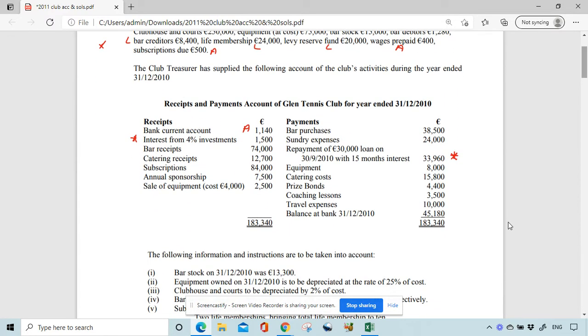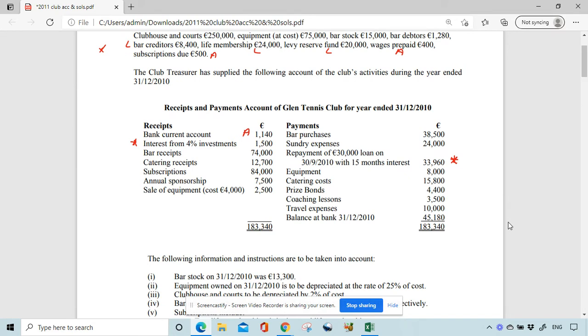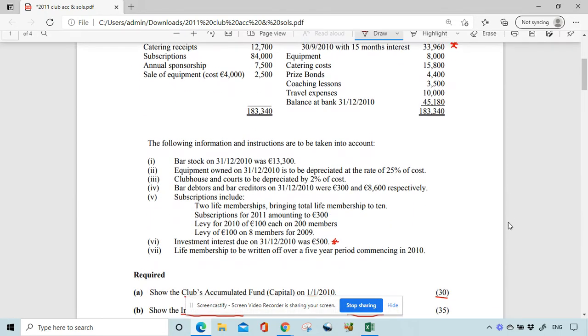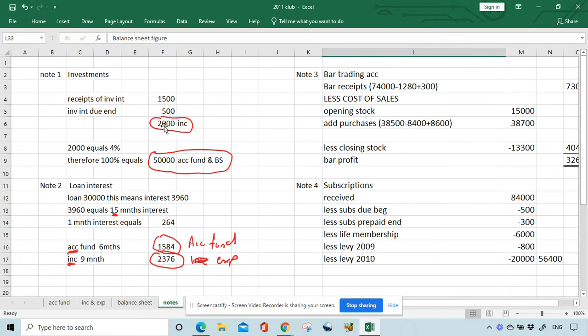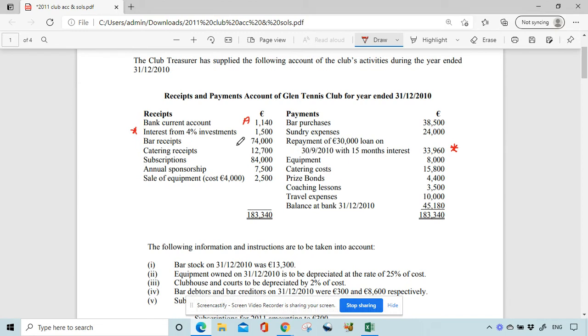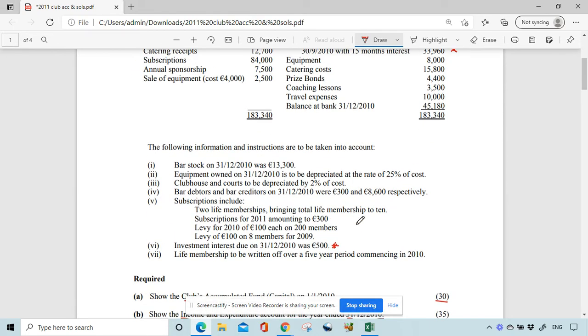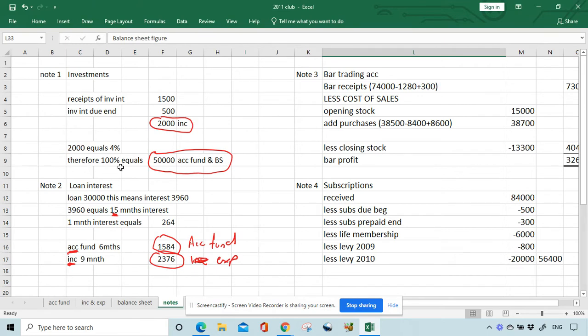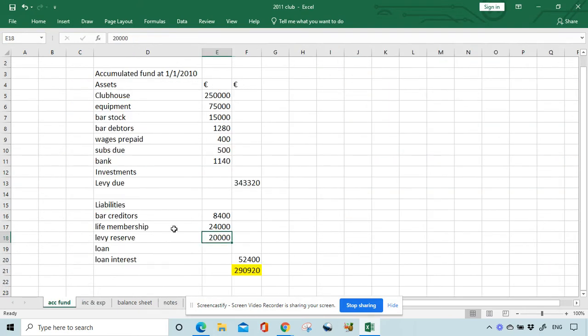So there's nothing at the beginning. We have 1,500 received during the year and another 500 is due. So that tells me that the amount of interest for the year for the income and expenditure account would be 2,000 in total. 1,500 plus 500. This 2,000 equals 4%. Okay, because we are told the investment is a 4% investment. We're told it right there, 4%. So it's the 1,500, but plus the 500. So 4% equals 2,000. Therefore, 100%, 2,000 divided by 4 multiplied by 100 gives us 50,000 for our accumulated fund and our balance sheet.